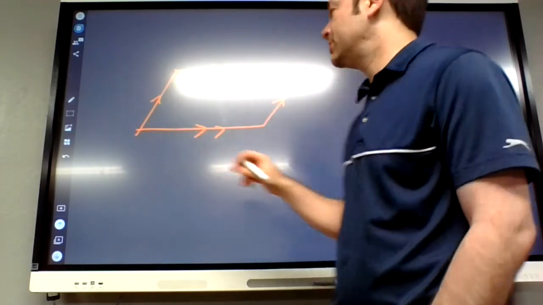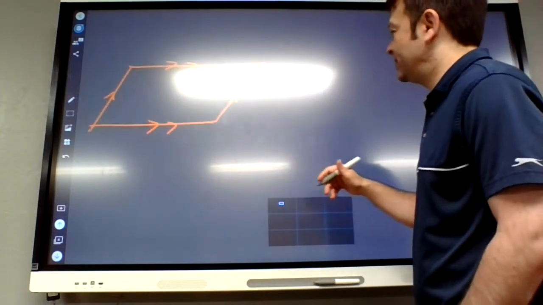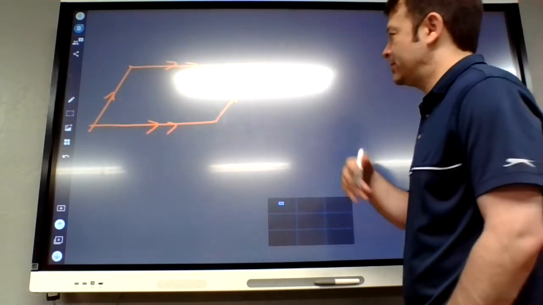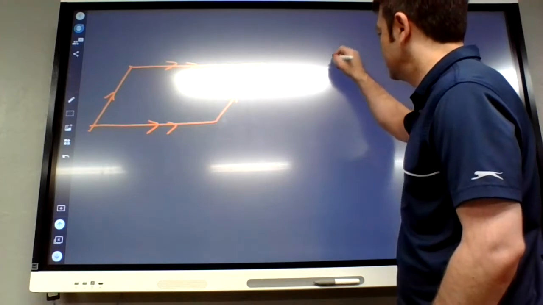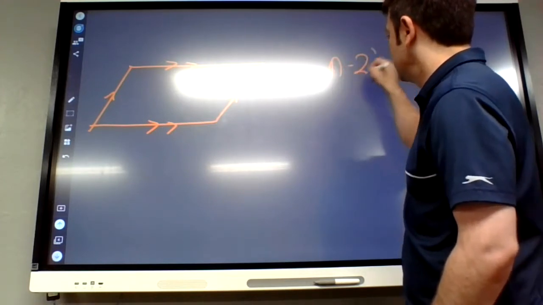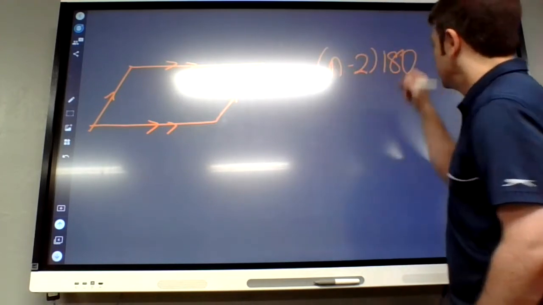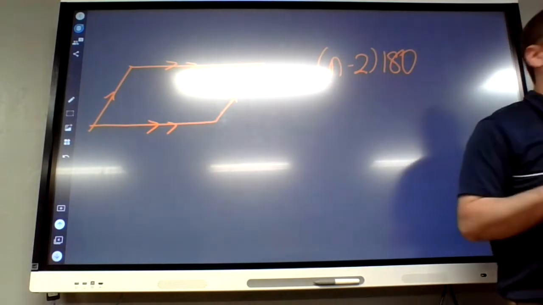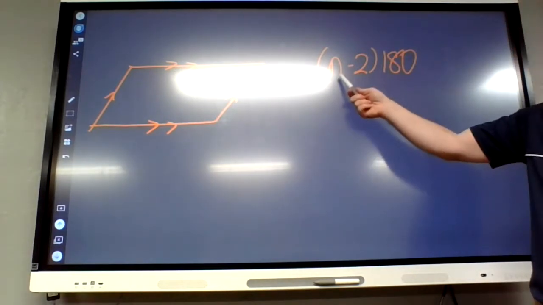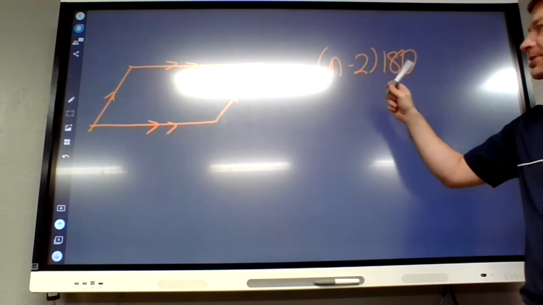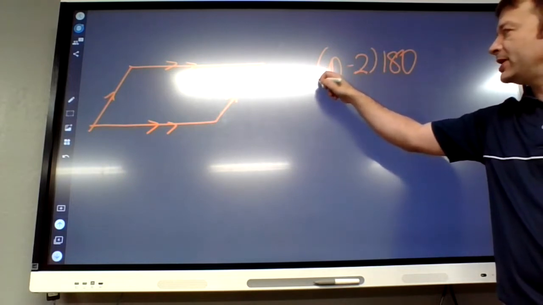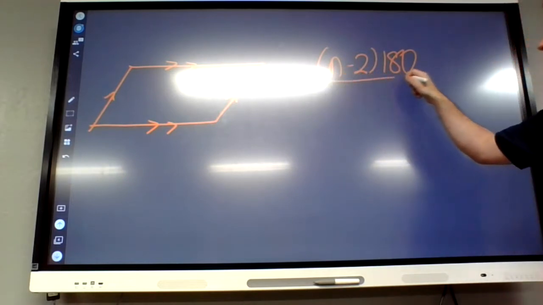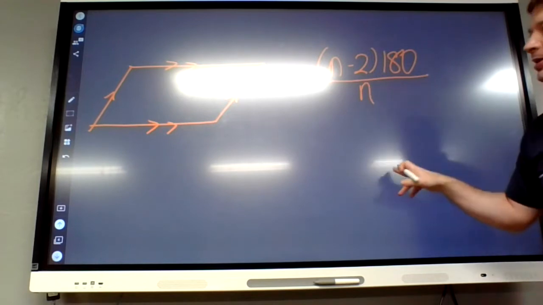360. You remember how we find what the angles add up to in like a hexagon or something? N minus 2 in parentheses, times 180. So you take the number of sides, so a hexagon would be 6 minus 2 times 180. What if we want just one of the angles in a regular hexagon or whatever? Then you divide by the number of sides.